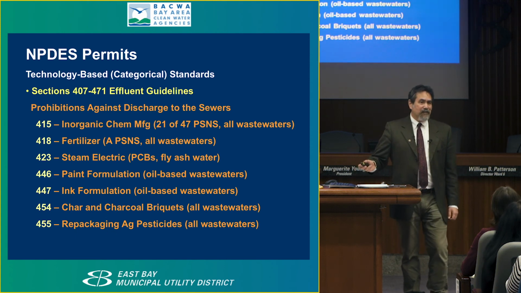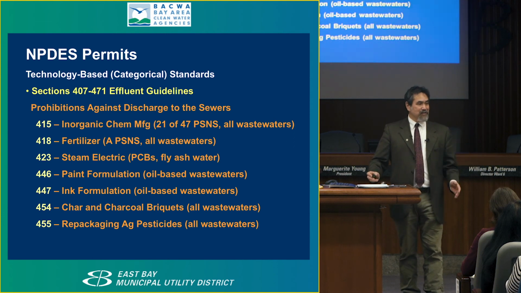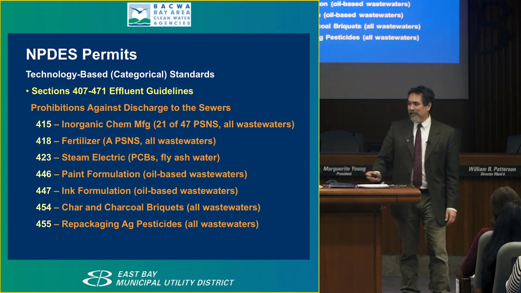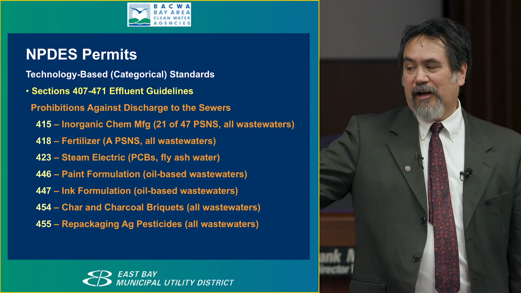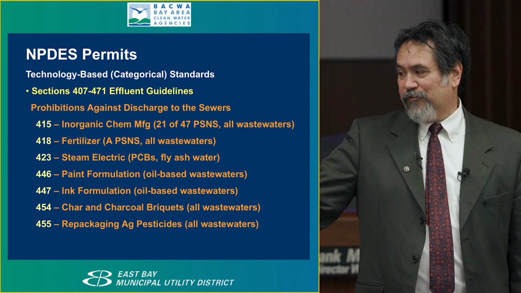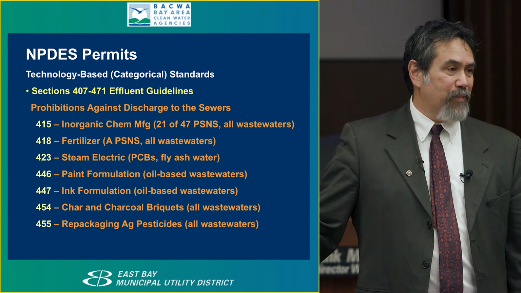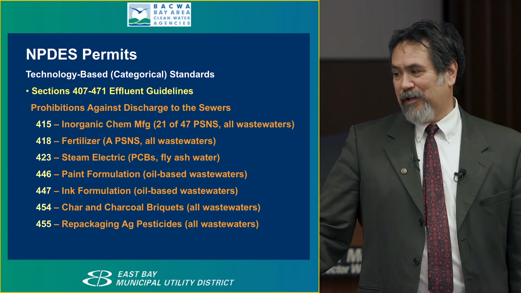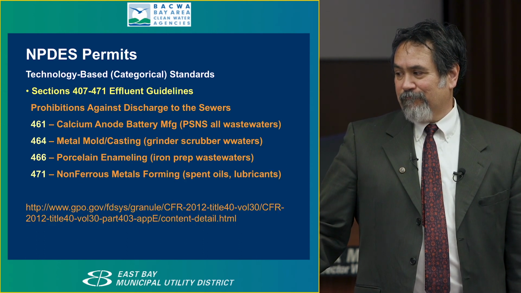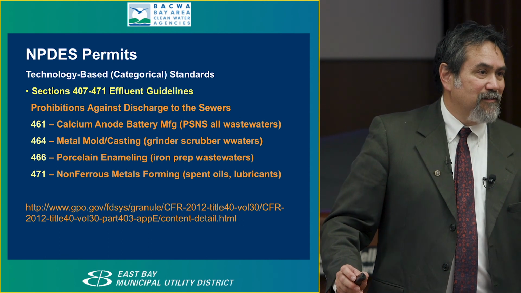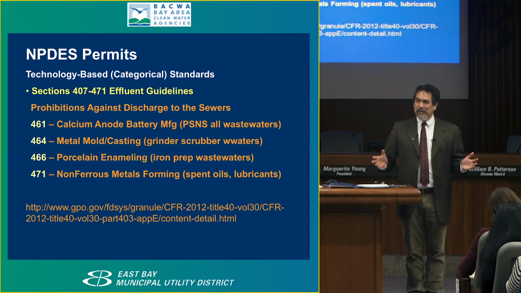Here's the list of categories in which there is a federal requirement that they cannot discharge something. What you're talking about. There they are. Steam electric, you can't discharge any fly ash water or PCBs. Paint formulation, can't discharge anything that's oil-based, wastewaters from oil-based paint formulation. Ink formulation, same thing.